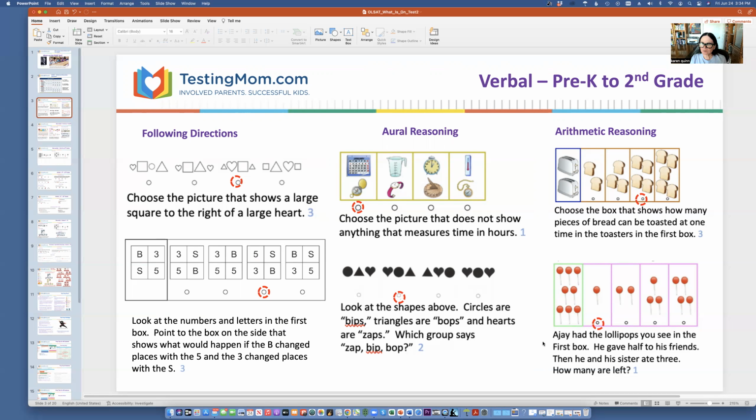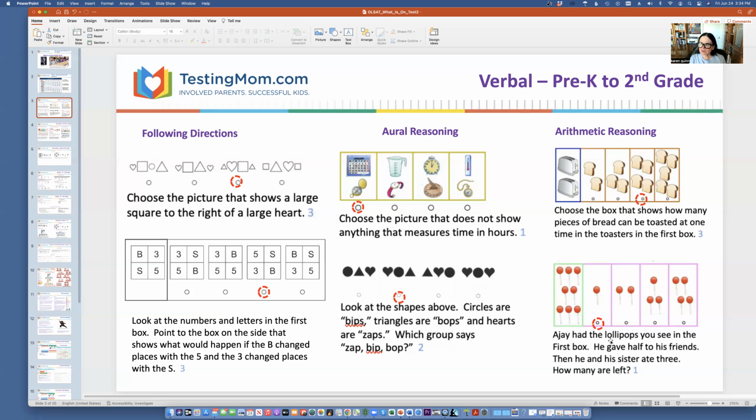Now for arithmetic reasoning, these are essentially word problems. So they're verbal in nature, but there's math involved. Choose the box that shows how many pieces of bread can be toasted at one time in the toasters in the first box. So here's our answer.